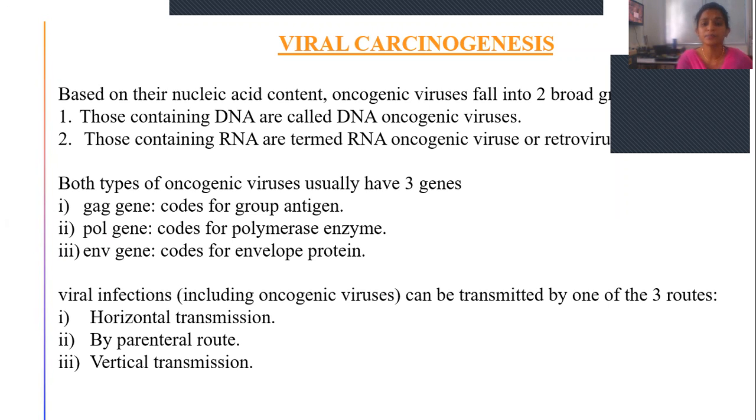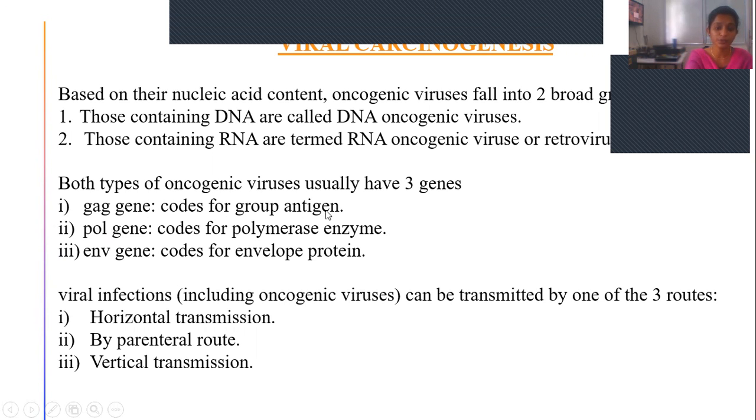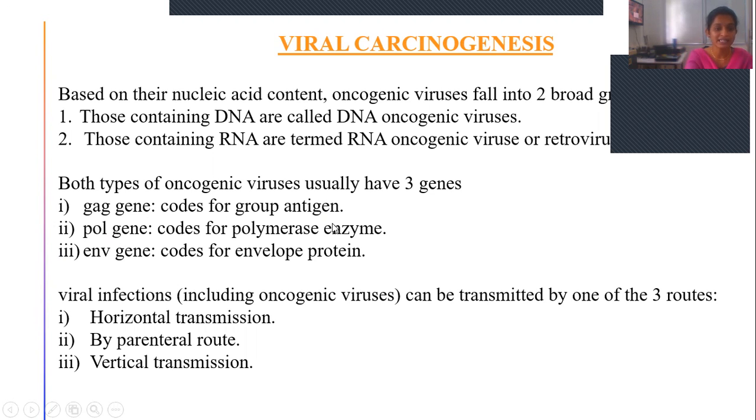These two types of viruses have oncogenic proteins, coded by three genes: the GAG gene, POL gene and ENV gene. The GAG gene codes for group antigen. The POL gene codes for polymerase enzyme. The ENV gene codes for envelope protein. So these genes code for the respective antigens, polymerase enzyme or proteins.